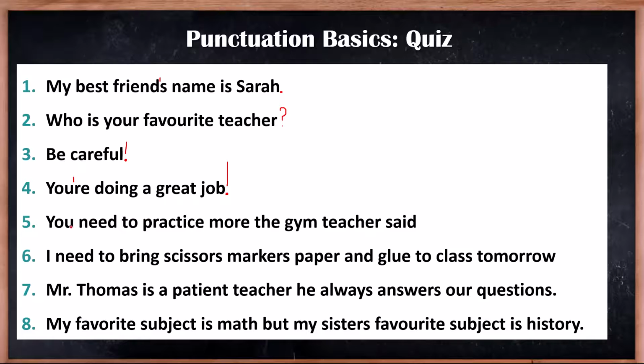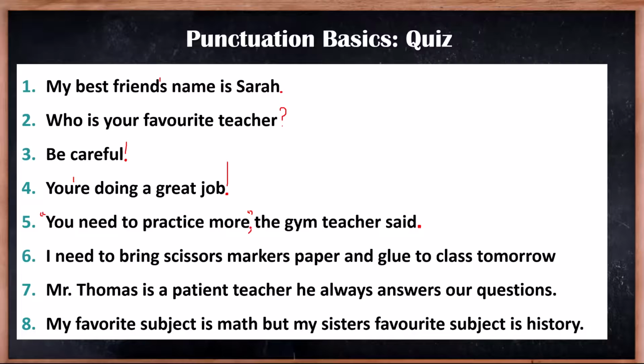Now, number 5 is a quote. You need to practice more. So we have the opening quotation marks and closing quotation marks after more. Then we have a comma after more, and then a period after said. Now, I didn't discuss this in this lesson, so I recommend you watch my quotation marks lesson.